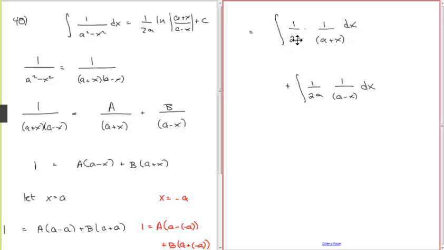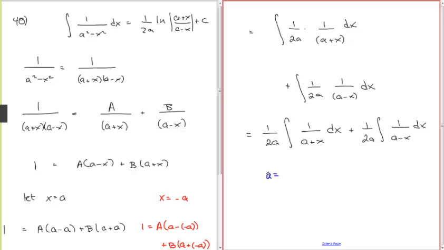And a is a constant. So a can be brought outside the integral. We're integrating with respect to x, not with respect to a. So we could actually bring out 1 over 2a out of both integrals. Now, in each one of these, we do u substitution.